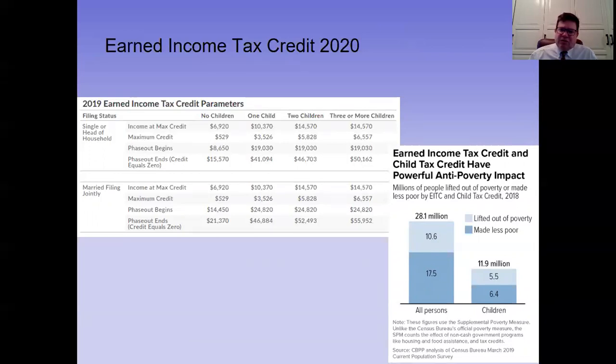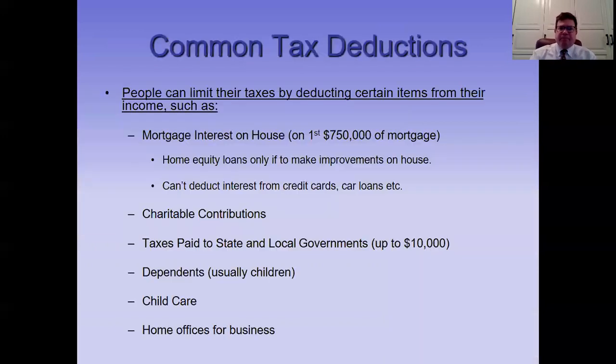So these are programs that prove popular. Democrats like them because they help the poor. Republicans like them because they don't really create a bureaucracy. They just give money back to people that are working. So for Republicans, it's a non-bureaucratic way that also encourages people to work. And that's why these programs are quite popular.